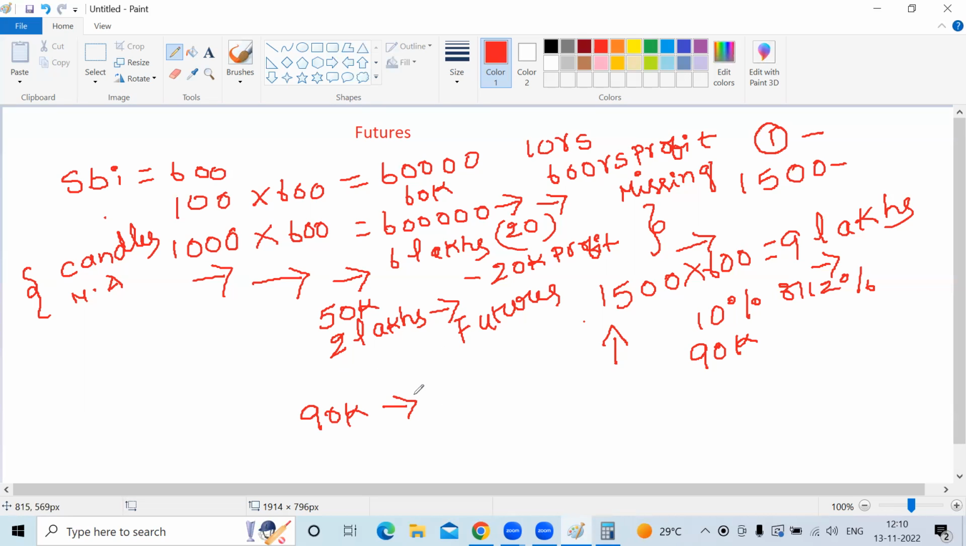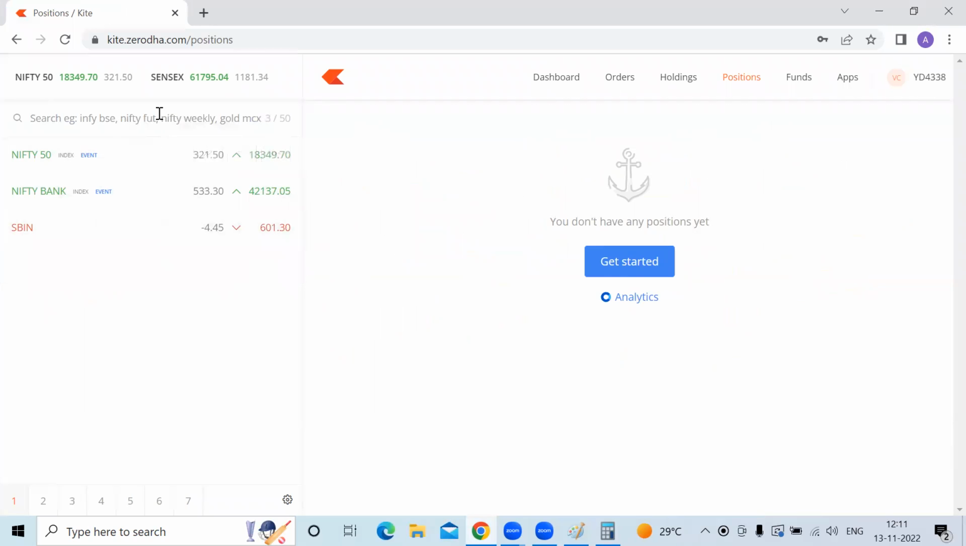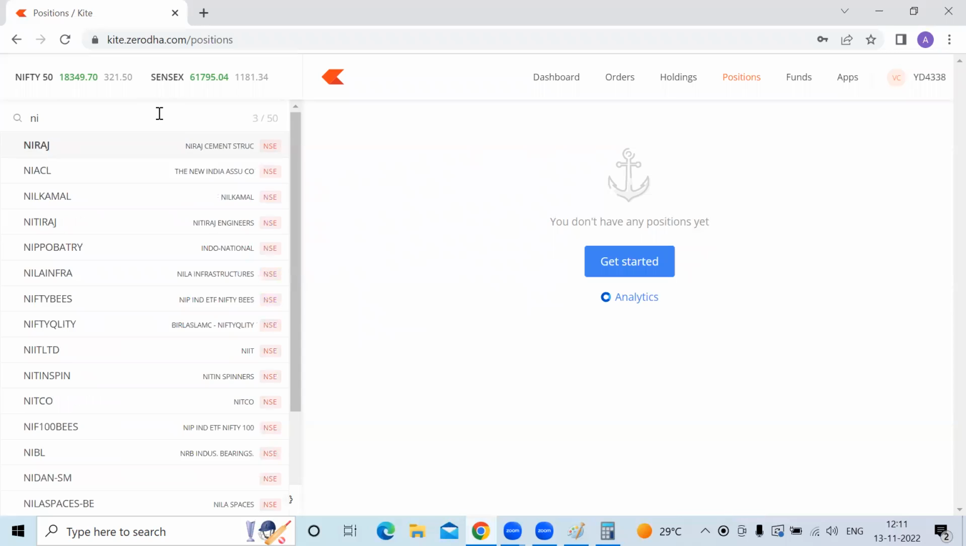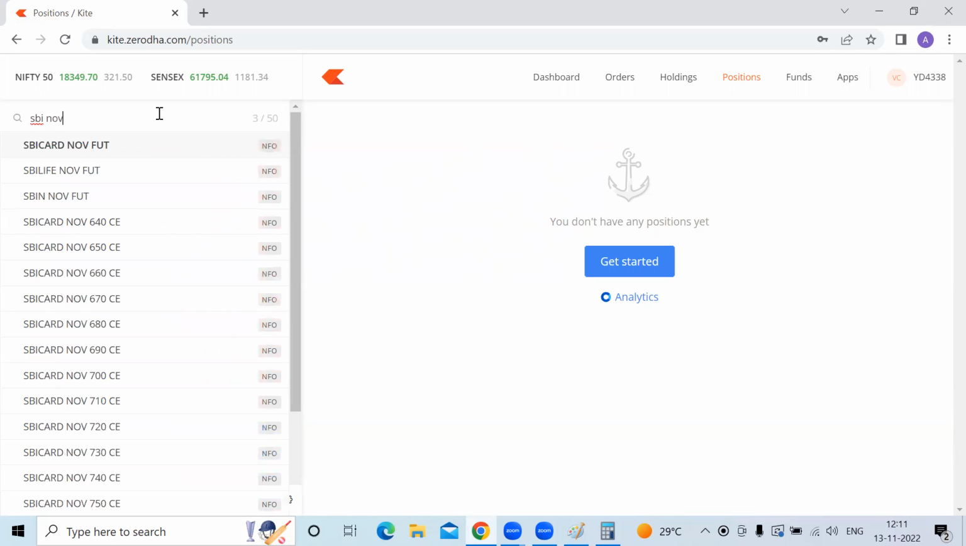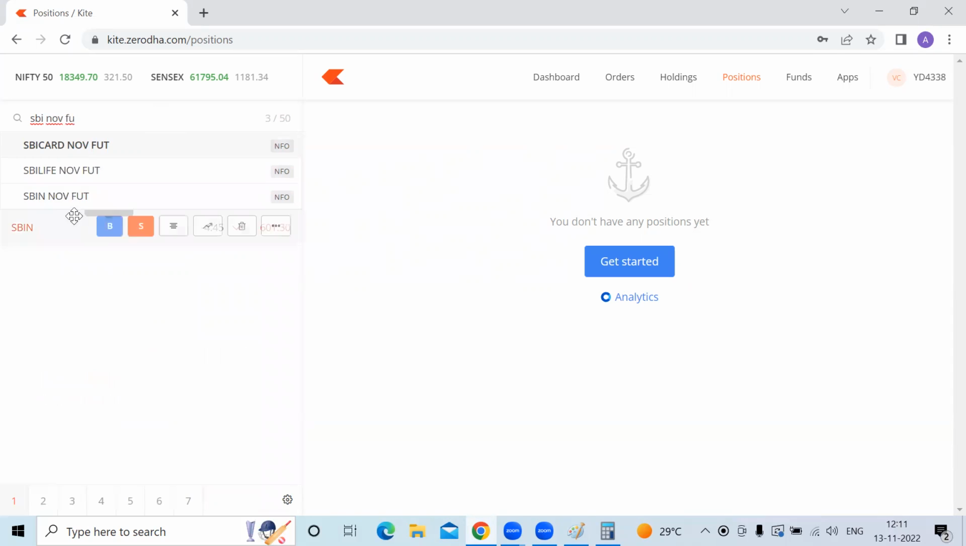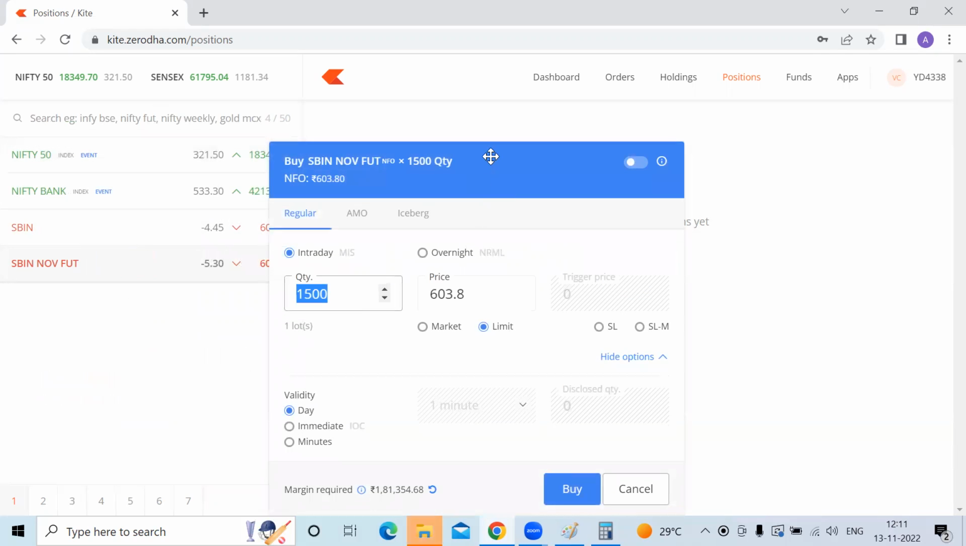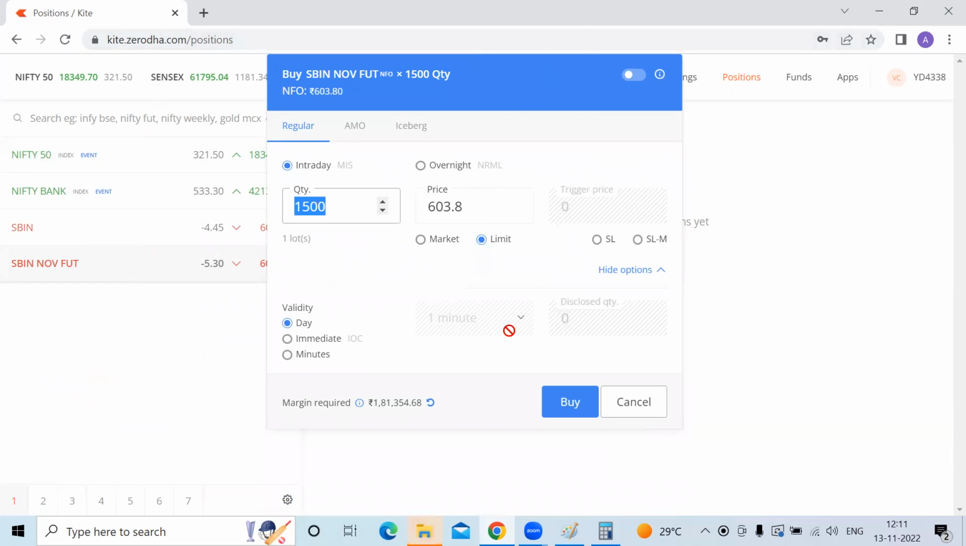Now see what happens. Suppose you entered a future. How to buy this, I will show you. If you want to buy SBI futures, SBI November future, see SBIN, you select this, add this to your watch list. When you click on buy, for 1500 into 600, it is almost 9 lakhs. But see, if you have 1,81,000 in your account, they will allow you to take the position. It is just like you are buying 1500 quantity.